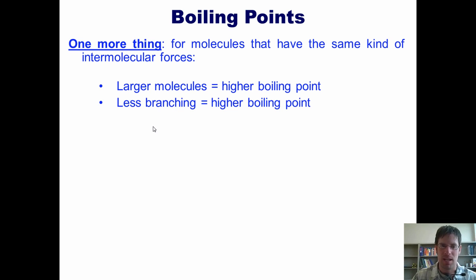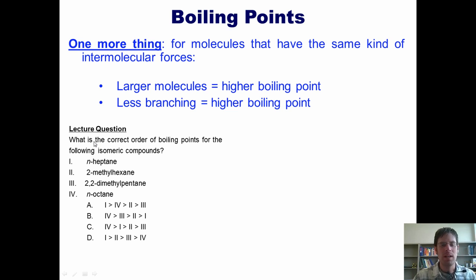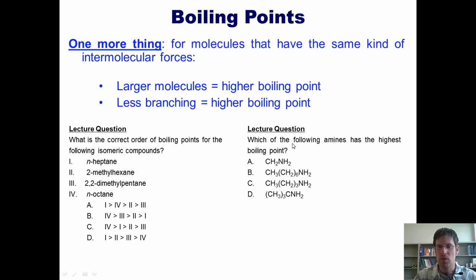Let's take a look at some examples. What is the correct order of boiling points for the following isomeric compounds? Which of the following amines has the highest boiling point? Now here's an example where what I have is the same type of intermolecular force at work. The only difference is the size.